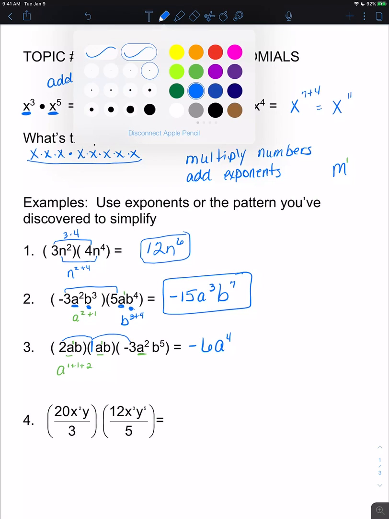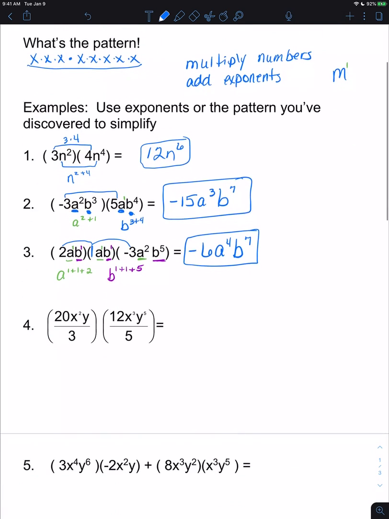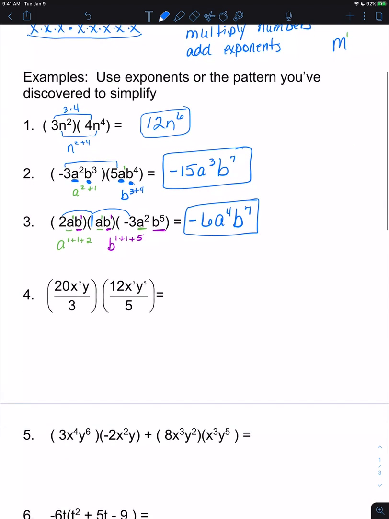Then let's look at our b's. So b, imaginary 1, another b with imaginary 1, and then b to the 5th power. So 1 plus 1 plus 5 is b to the 7th power. Okay, so hopefully you're getting the hang of that: multiply the numbers, add your exponents.